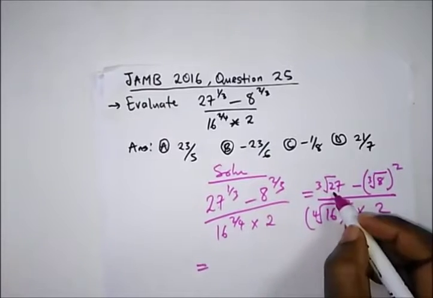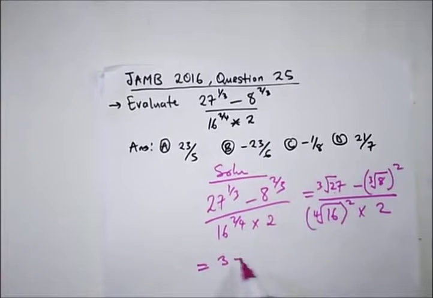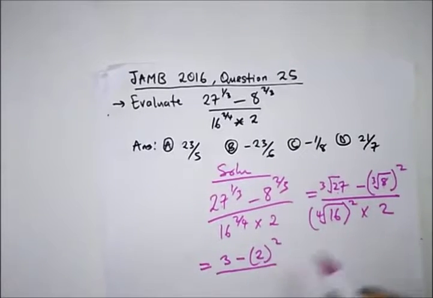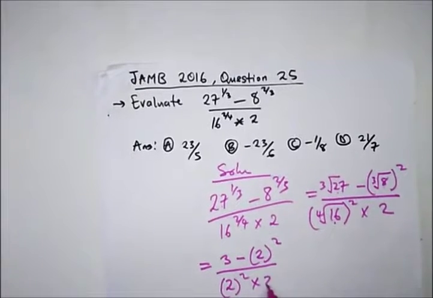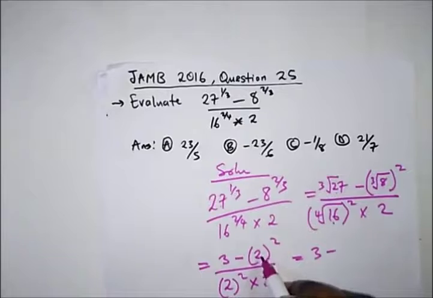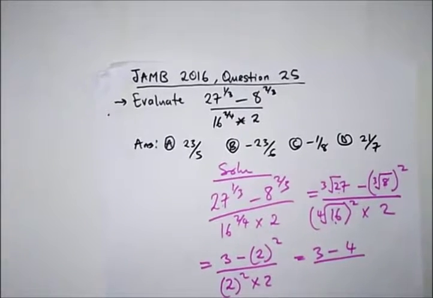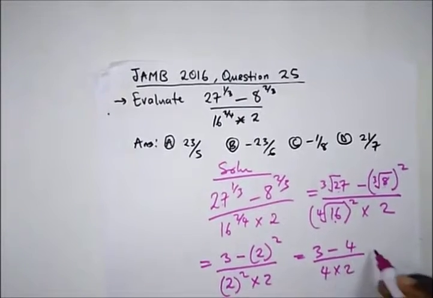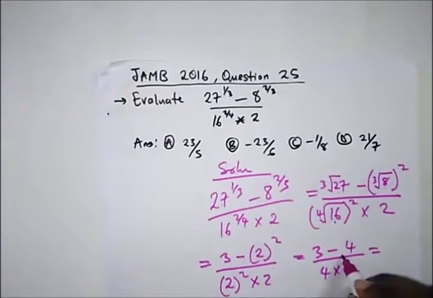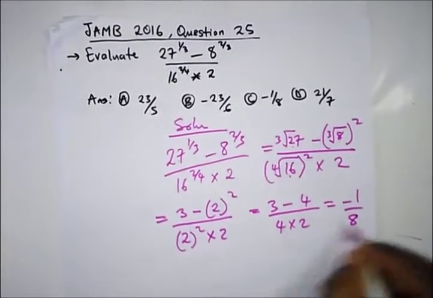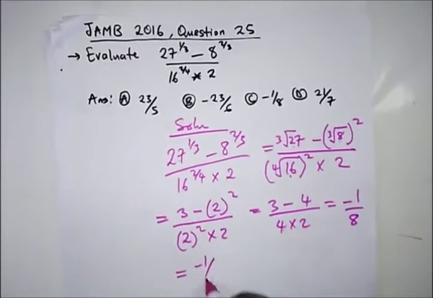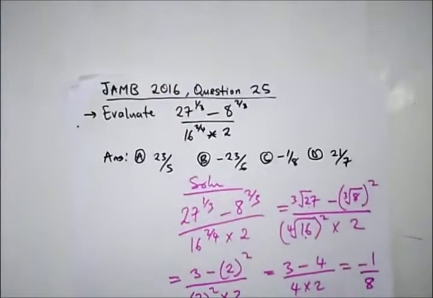So here, what's the cube root of 27? That is 3, minus, what's the cube root of 8? That is 2 raised to the power 2, divided by, what's the fourth root of 16? It is 2 raised to the power 2 times 2. So we have 3 minus 2 raised to the power 2 is 4, over 2 raised to the power 2 is 4, times 2. So here, what's 3 minus 4? That is minus 1, over 8, since 4 times 2 is 8. So our answer is minus 1 over 8. And what is the correct option here?